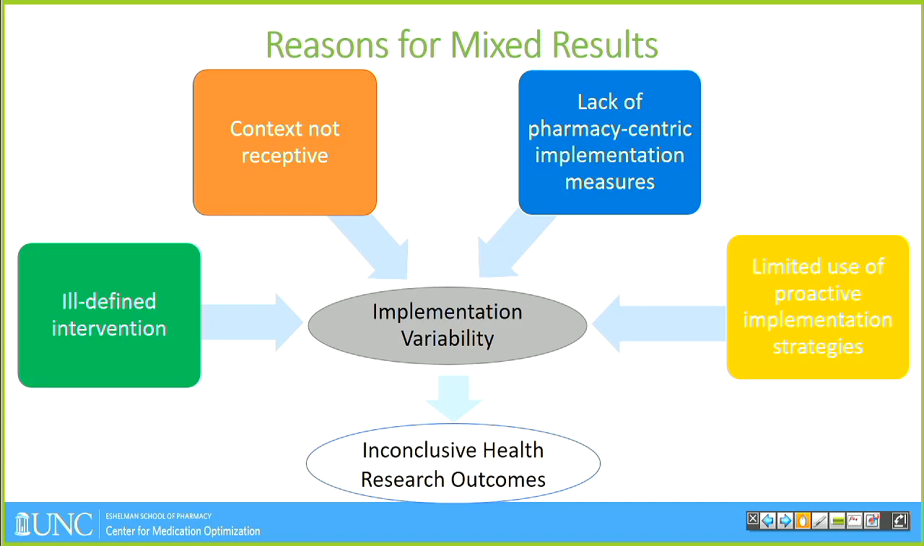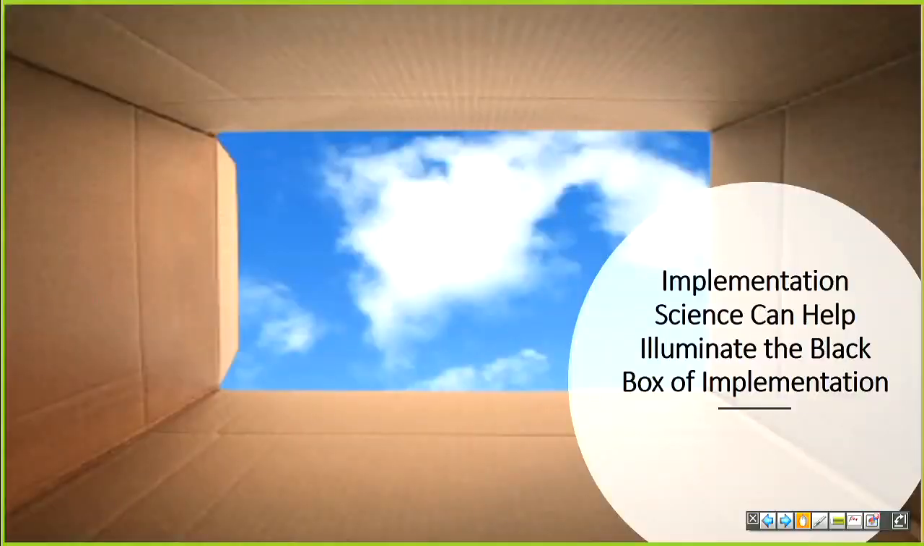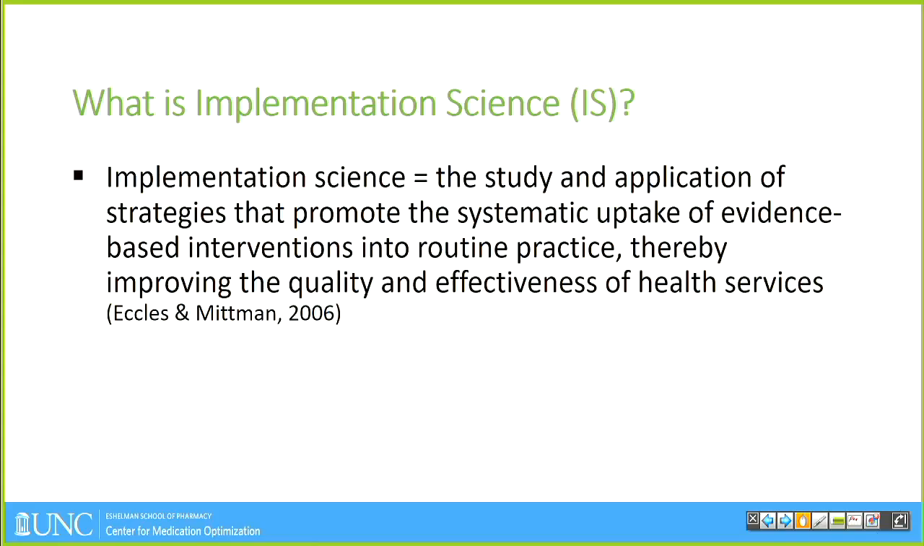So those are the things that you want to look at proactively, select proactively, to really decrease implementation variability. And ultimately, that implementation variability leads to potentially inconclusive health outcomes and could, if you don't measure some of these other things, lead to a way of how do you understand whether that service was not effective, or was it that you just didn't implement it well? So implementation science can really help illuminate that black box of implementation.